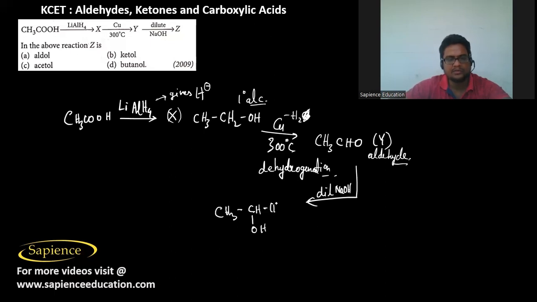CH3CHOH and CH2CHO. So it is the compound Z. So this compound Z is, so when dilute NaOH is used with the aldehyde, then it is called aldol condensation.